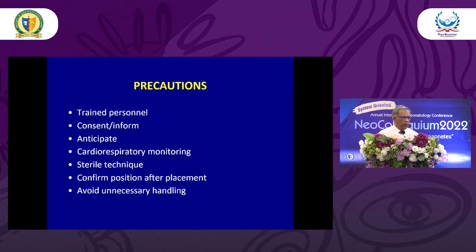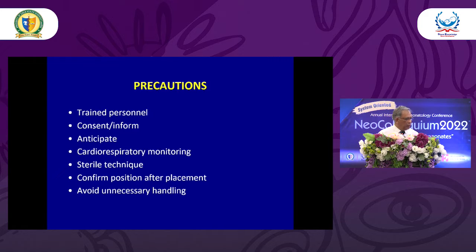Certain precautions need to be taken. You must have trained personnel, and get consent forms signed before putting up a long line. You must anticipate. For example, if an extremely preterm baby is born and you have already planned to put up a long line after birth, please do not prick those veins generally used for insertion of a long line, because they are better lines. There is a tendency to put a cannula there, and once those lines are used up, you won't be able to put a long line there. So anticipation is extremely important.